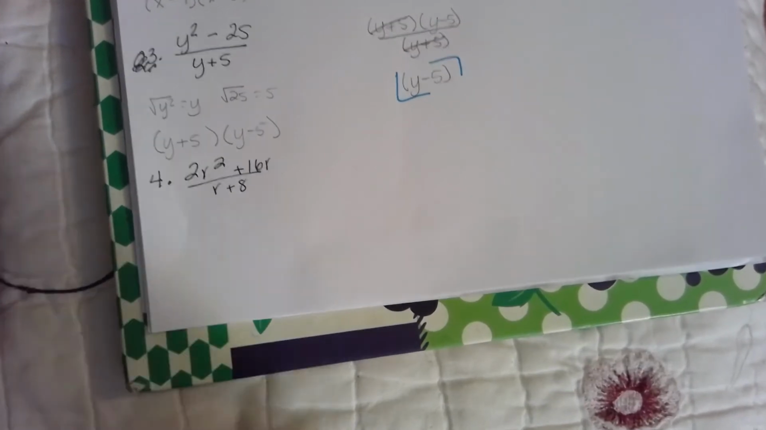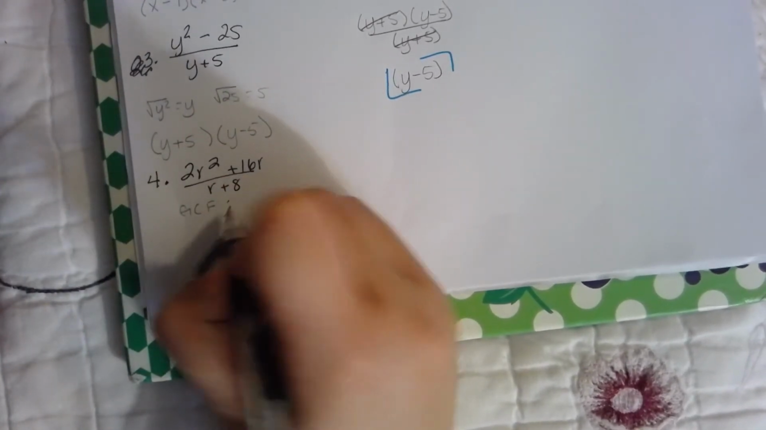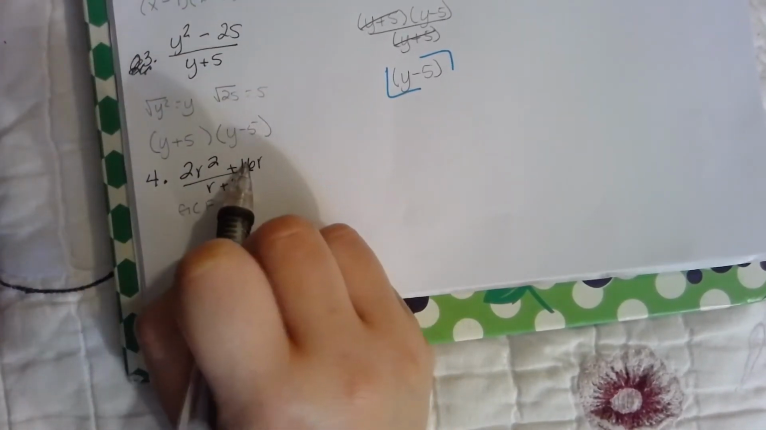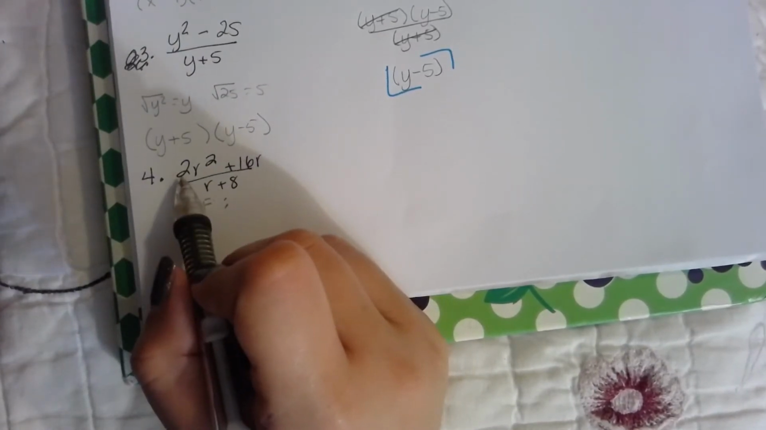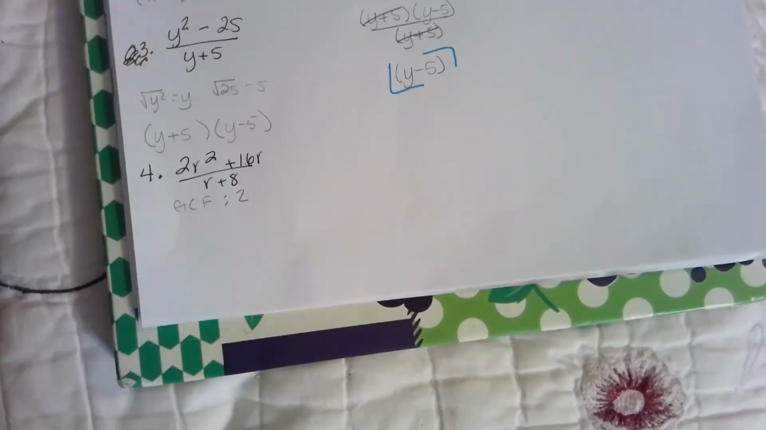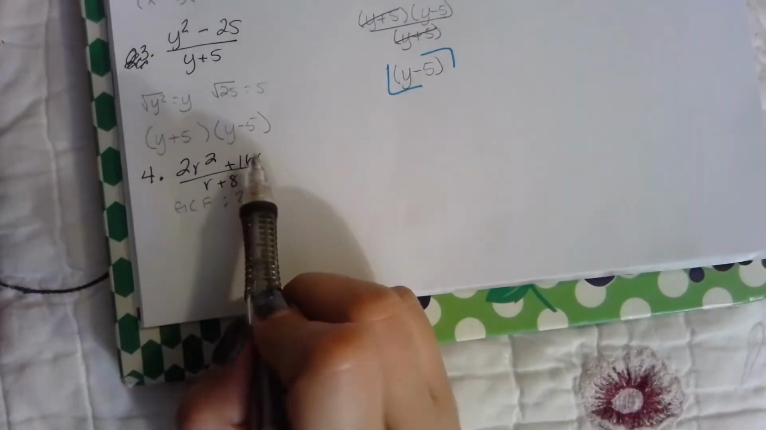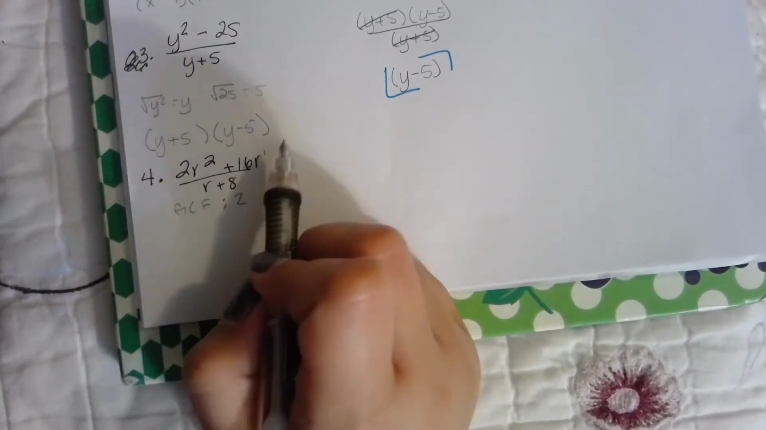What do 2r squared and 16r have in common? Always go with the smaller number. In this case it's 2. Does 2 go into 16? Yes, that's your greatest common factor. Remember, you want the greatest number. Variables work differently. That is an r to the first power. They both have an r, but you can't say r squared because this one doesn't have an r squared, but they both have an r to the first power.